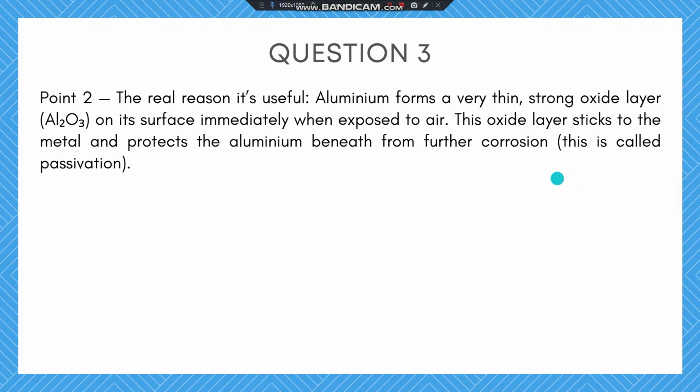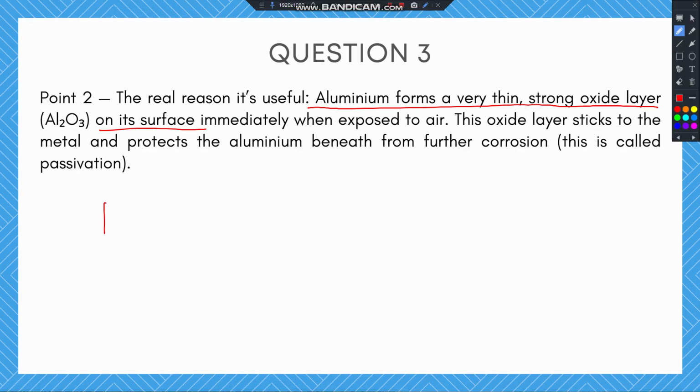So, why is that? That brings me to the next point that I want to talk about, why aluminium is useful, the real reason for its usefulness. You see, aluminium forms a very thin and strong oxide layer on its surface immediately it is exposed to air. So if you have aluminium like this and you expose it to oxygen, which is in the air, you form a thin layer of aluminium oxide, Al₂O₃. So permit me to balance this chemical equation.